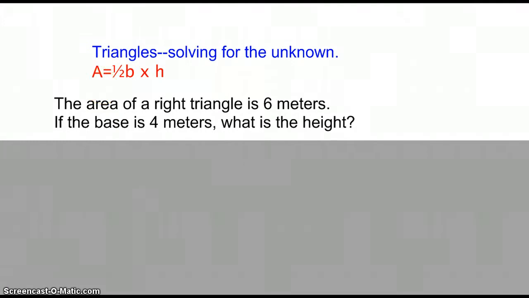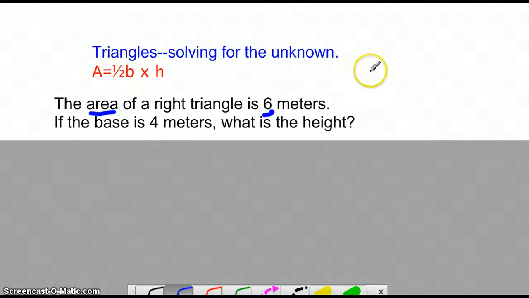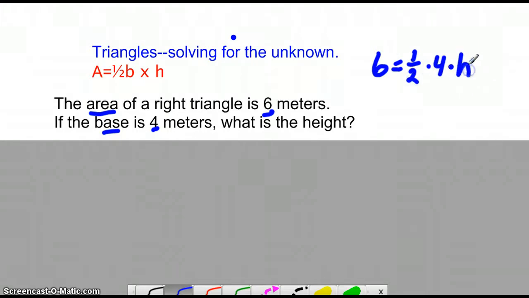We're given that the area is 6. So why don't we set our equation to 6? That is the area. It says here that our base is 4. So if we're taking our equation as being the area is equal to 1/2 the base times the height, we will say 1/2 times 4 times this unknown, which is h.